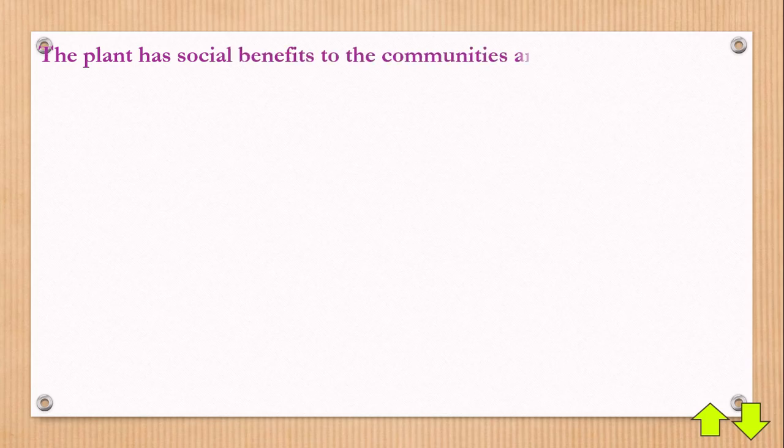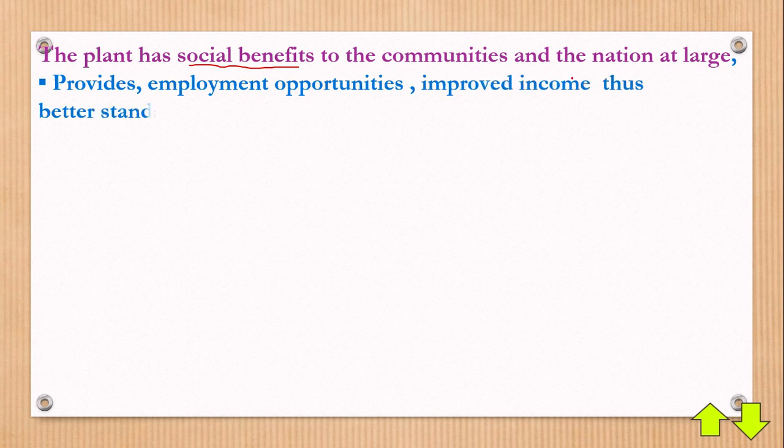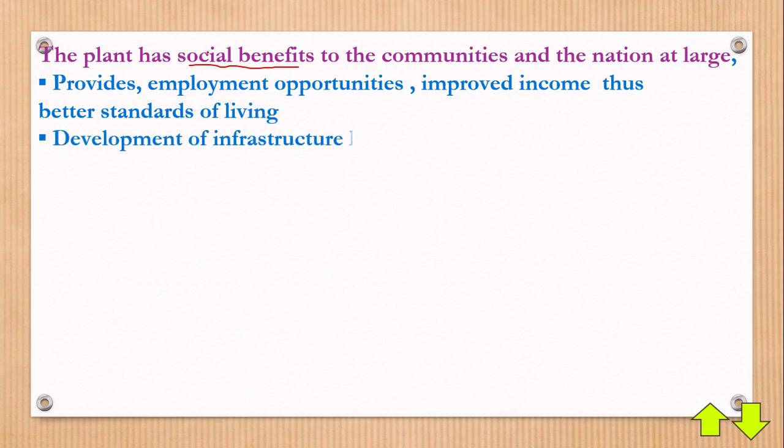Can there be problems? Let's get it written here. In simple terms, we are saying that the plant has social benefits. I told you about this. We must also give social benefits to the communities and the nation at large. By the way, this is true. The plant they put will not only bring problems, but also bring social benefits.